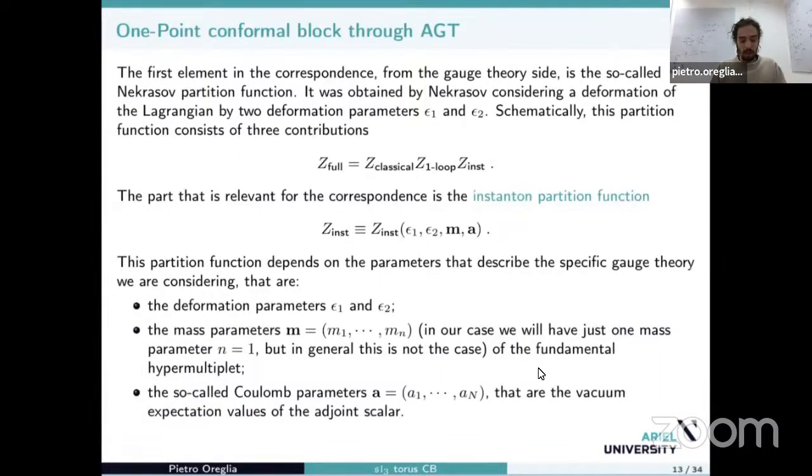Very briefly, very schematically, from the gauge theory side, the important quantity is the so-called Nekrasov instanton partition function. This partition function was obtained by Nekrasov considering a deformation of the Lagrangian by two deformation parameters that define the so-called omega deformations. These deformation parameters are epsilon 1 and epsilon 2. Schematically, the full partition function factorizes essentially into three contributions: a classical one, a one-loop one, and an instanton one, which is the one we are interested in. The instanton partition function in general depends on four kinds of parameters: the deformation parameters epsilon 1 and epsilon 2, a mass parameter. In general, we have N mass parameters. In our case, we have just one.